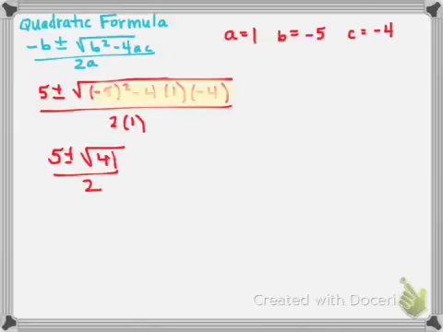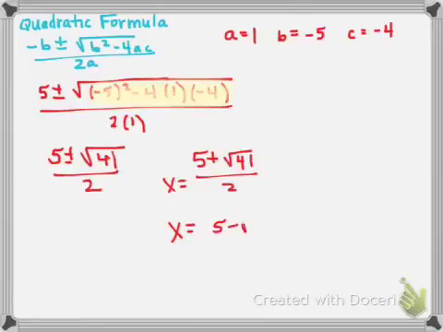Okay, so 41 won't reduce any. I can't break it apart using any perfect squares. So this is actually my final answer. And you actually do have 2 of them. You could have 5 plus the square root of 41 over 2 as an answer. And then you could also have another answer, which would be 5 minus the square root of 41 over 2. Okay, so those are your 2 possible answers.